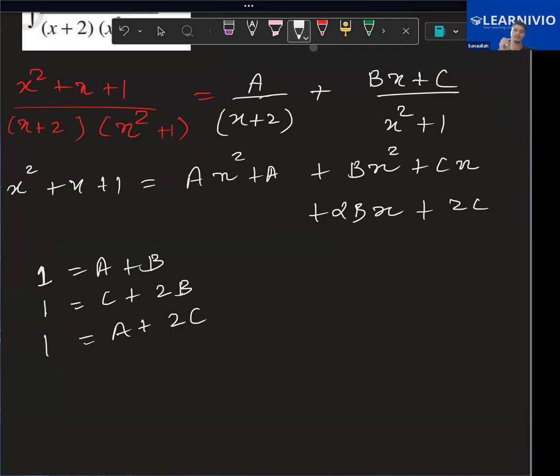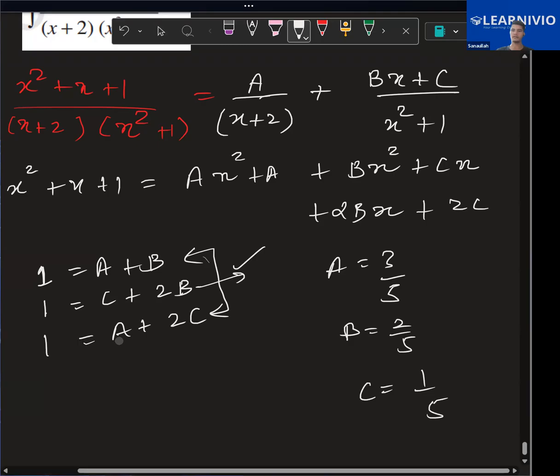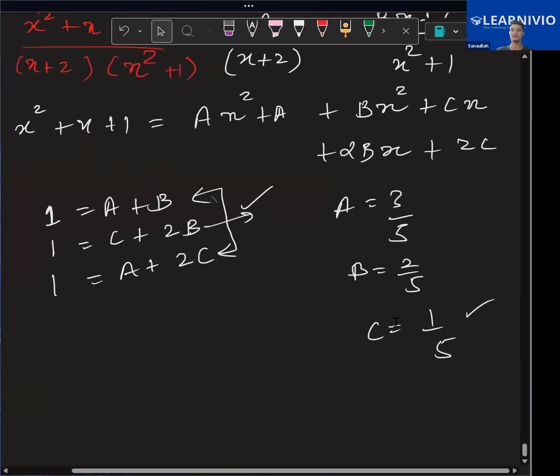Okay, when you find a, b, c from here, you will get a is equal to 3/5. Subtract these two equations, right? Then whatever equation you get, just compare that equation with this one. So you will get a is equal to 3/5, b equals 2/5, and c is equal to 1/5. Now you can easily put here the values of a, b, c.